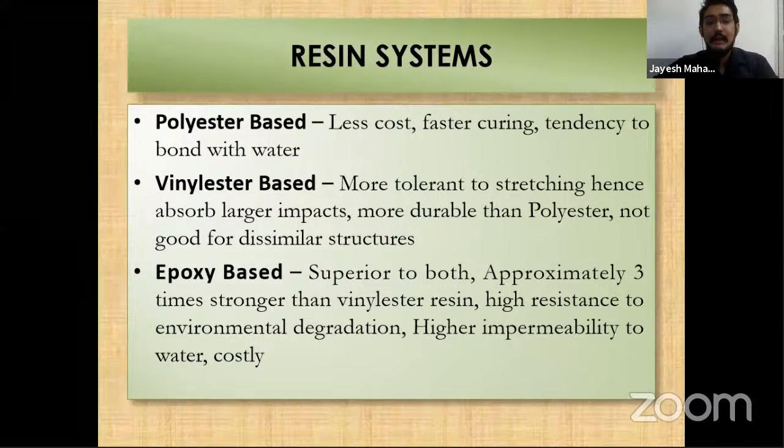And then epoxy based, obviously, is superior to both, and approximately three times stronger than vinyl ester resin. It has high resistance to environmental degradation and higher impermeability to water. And obviously it's costly, but it is highly advisable to use epoxy based resin systems.